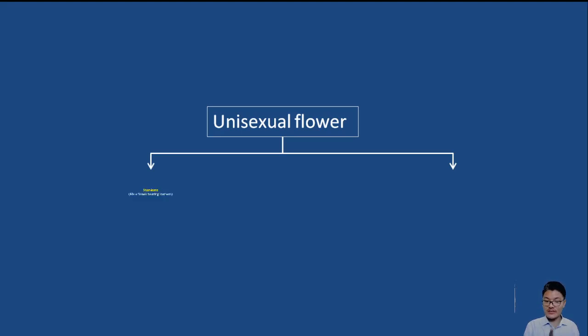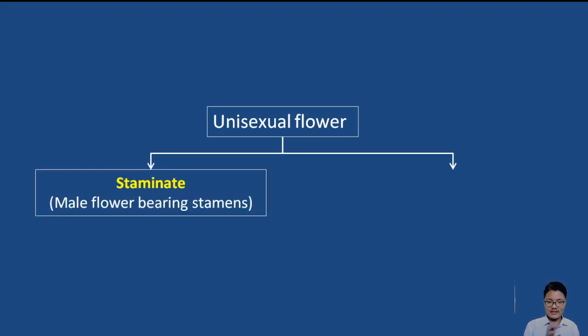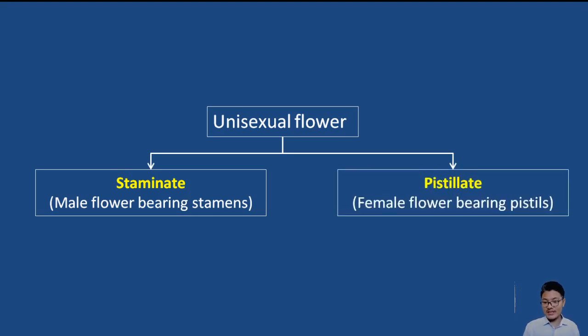Now, in case of a unisexual flower, the flower may be staminate. Staminate here refers to having stamens, right? So staminate refers to the male flowers which are bearing stamens. Stamens have anther and filament. Pistillate are unisexual flowers which have pistils or carpel, that is female flowers, and these are bearing pistils.